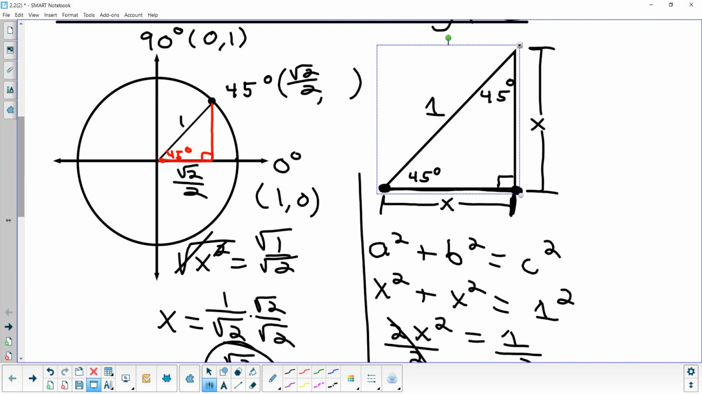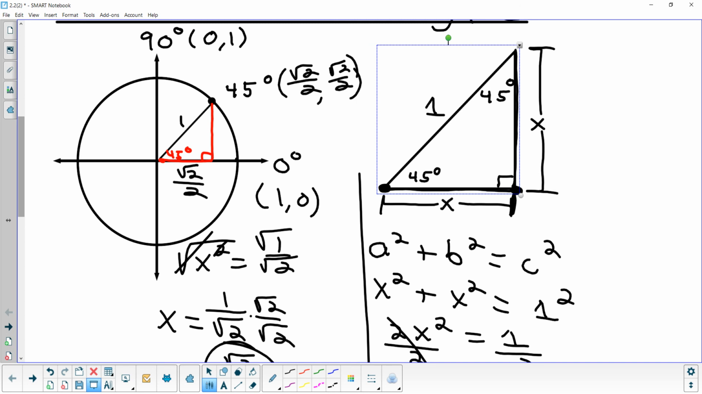Yep, Ava? Square root of 2 over 2. Good, it's also square root of 2 over 2. That's the distance from here to there. The only reason they were the same is because it was isosceles. Okay, and that's your coordinate for 45 degrees. And that never changes on a unit circle. It's always going to be square root of 2 over 2, comma, square root of 2 over 2.